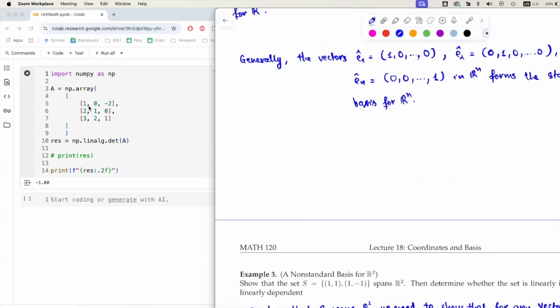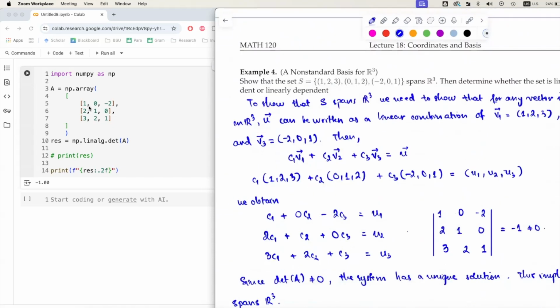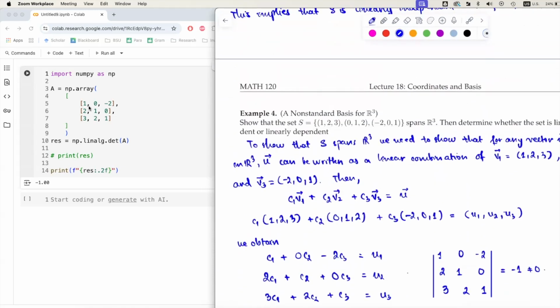All right. So now go back to example 2 and example 4. You have the set S, which consists of 3 vectors. This set is the basis for R3. Therefore, if you have another set that is a basis for R3, the set should consist of 3 vectors, which you're going to see in example 4 here. So in this set, you have vectors 1, 2, 3, 0, 1, 2, and negative 2, 0, 1. 3 vectors that form a basis for the vector space R3.